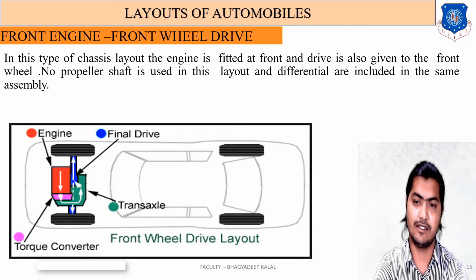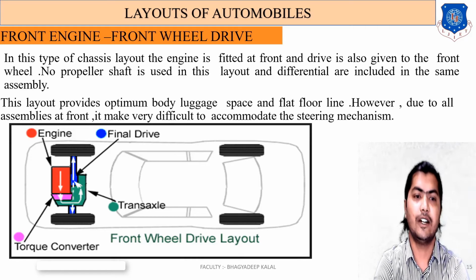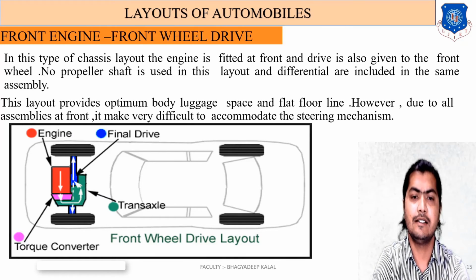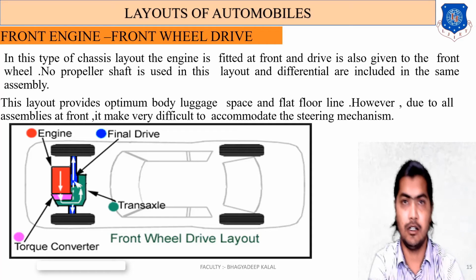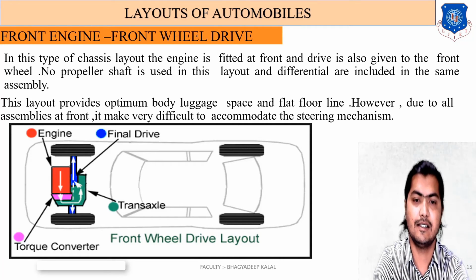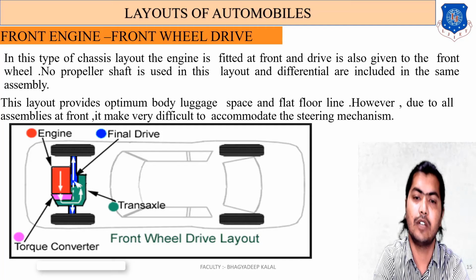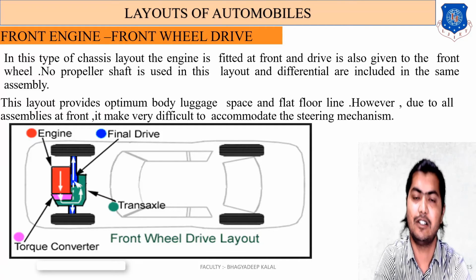The unit of these three included is called transaxle. Next, this layout provides optimum body luggage space. Optimum luggage space means you do not carry much more weight or many more luggages in this space. It is the optimum luggage space you can use, or the carrying capacity of luggage.